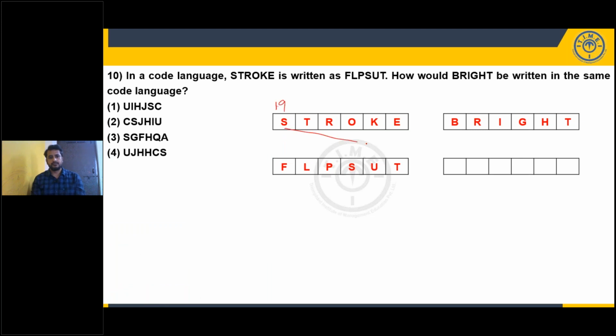S is 19, T is 20, so +1. Apply the same. B is 2, 2 plus 1, 3, which is C. How many options are ending with C? Only one option, choice 1. That's it. If you want to check the remaining letters, T is 20, U is 21, +1. R is 18, S is 19, +1. O is 15, P is 16, +1. K is 11, L is 12, +1. E is 5, F is 6, so +1.